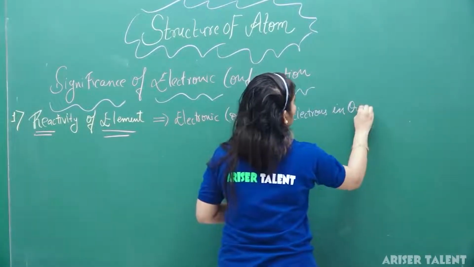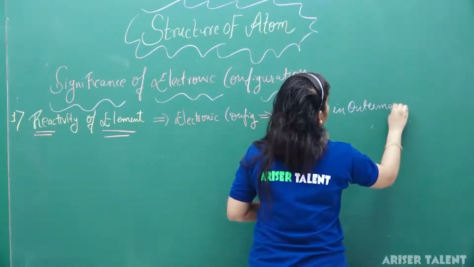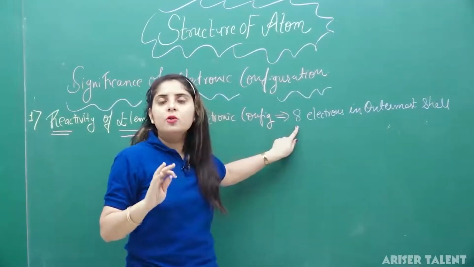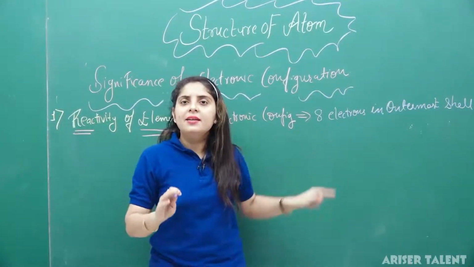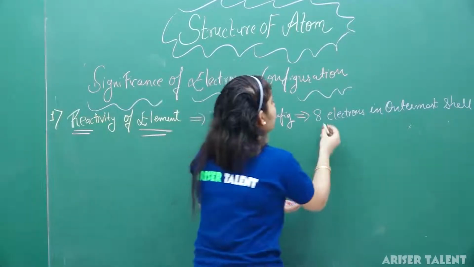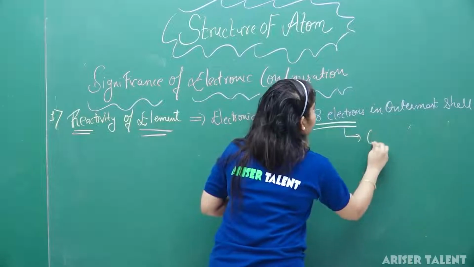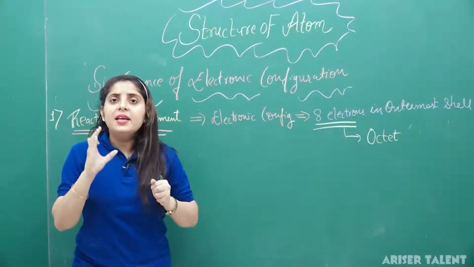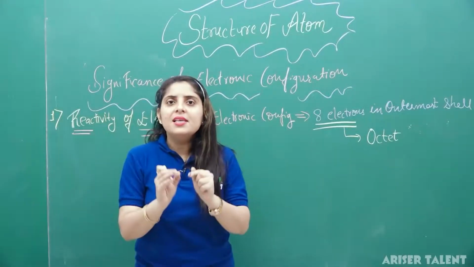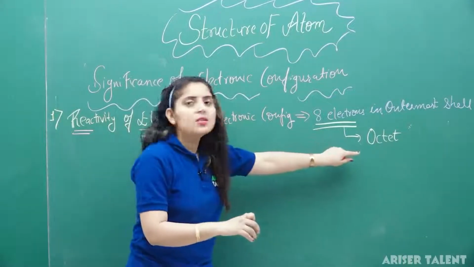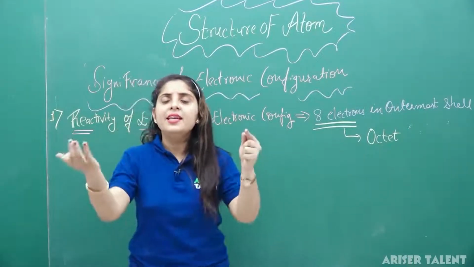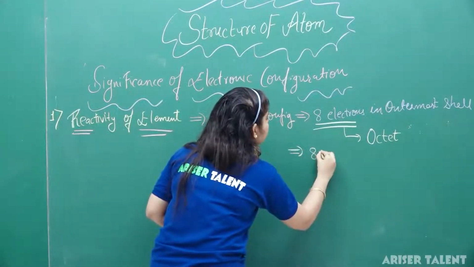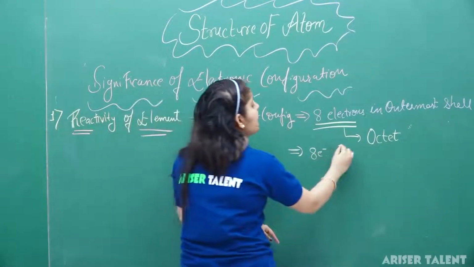If it has 8 electrons in the outermost shell, we can say that its octet is complete. So 8 electrons determine the octet of an element. If an element has 8 electrons in the outermost shell, it is considered non-reactive because it is stable. It does not need to gain or lose any extra electron. Examples are the noble gases.